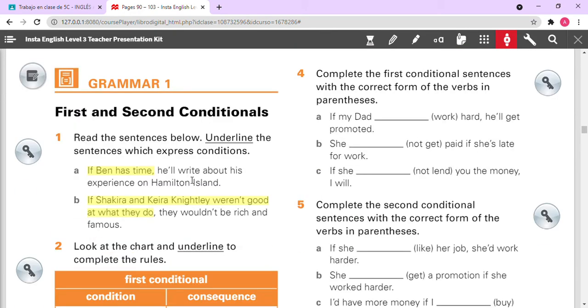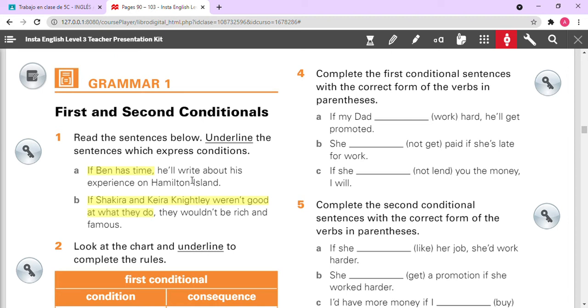Number 4. Complete the first conditional sentences with the correct form of the verb in parentheses. First conditional, okay? This is first conditional. If my dad, between parentheses, work. Very easy. If my dad works hard, he'll get promoted. Number 2 is a negative one. Okay. She don't or she doesn't? She doesn't get. She doesn't get paid if she.